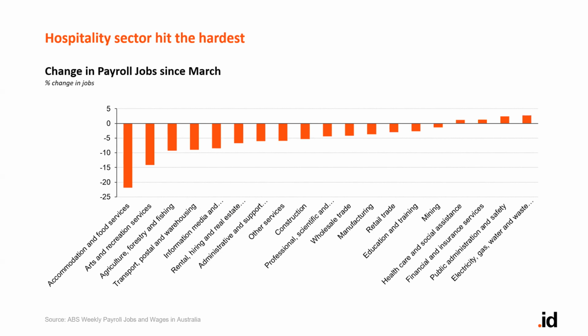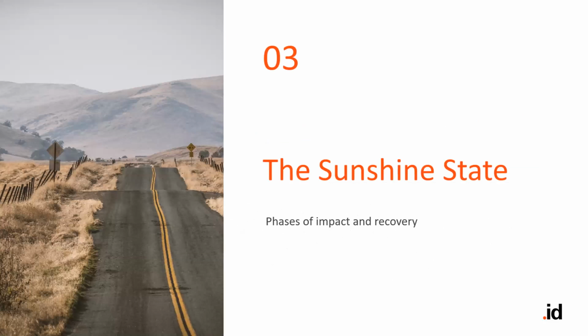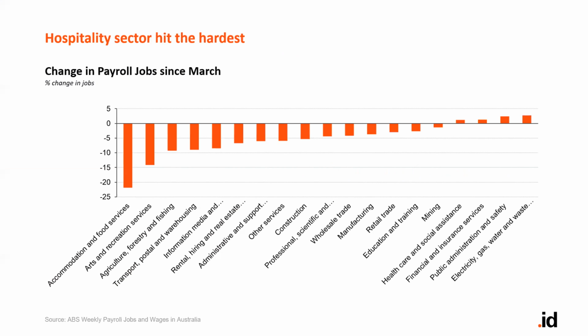Hospitality sector hit the hardest. Here's our change in payroll jobs. So you can understand straight away why our service sector and our tourism economies have been hit extremely hard by the crisis. Kat, what date is that to? Sorry. This date, this is from September. To September, okay, and the one before? Yep, to September. So these are the latest figures that have come out that we can get our hands on.